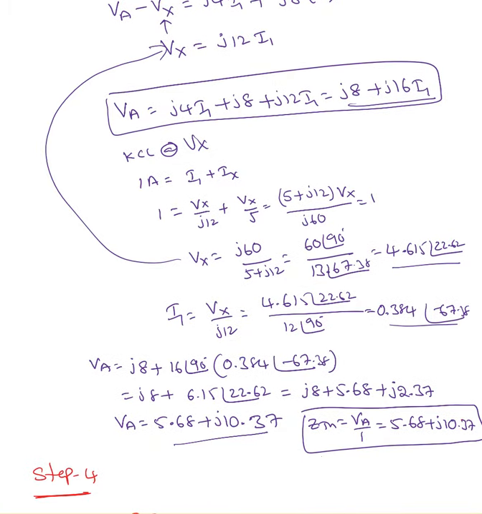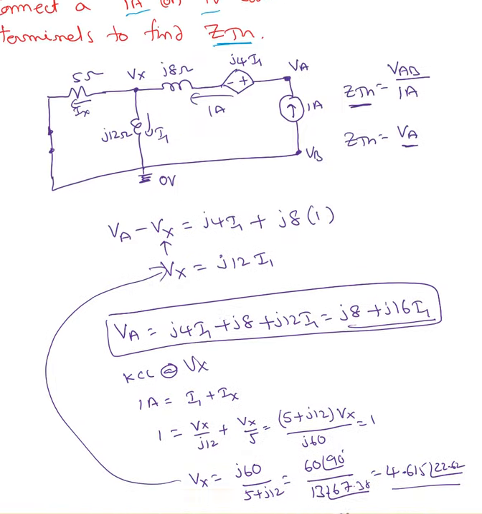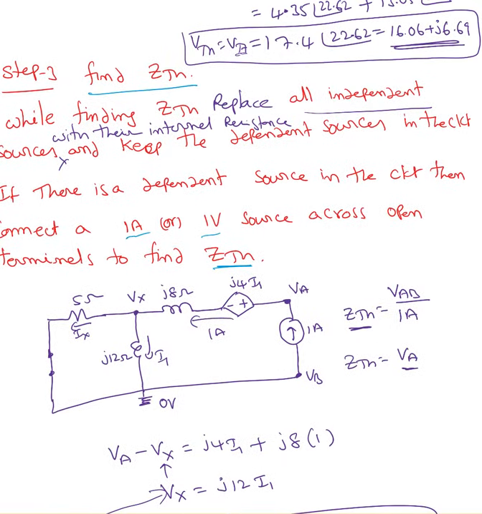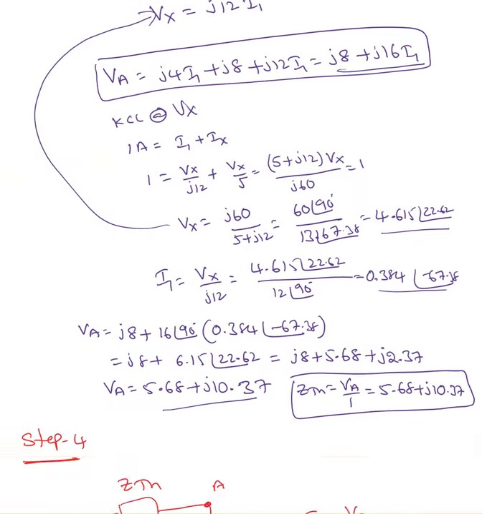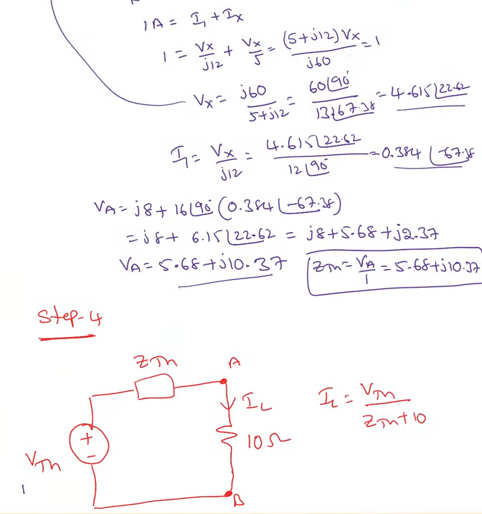So VA is nothing but Z Thevenin in this case, because 1 ampere current is passing through it. So I found the Z Thevenin. So I have V Thevenin as 17.4 at an angle of 22.62. Z Thevenin we have 5.68 plus J10.37.